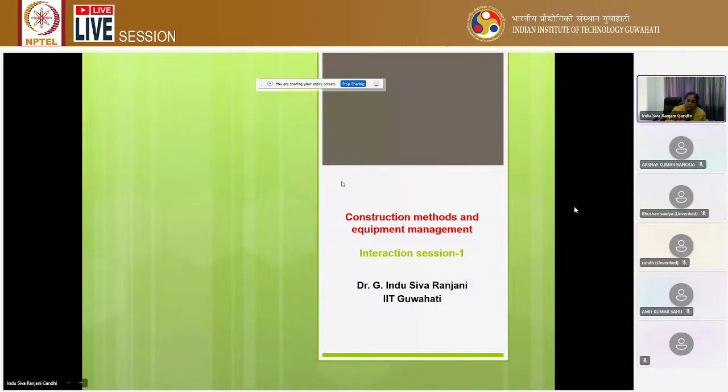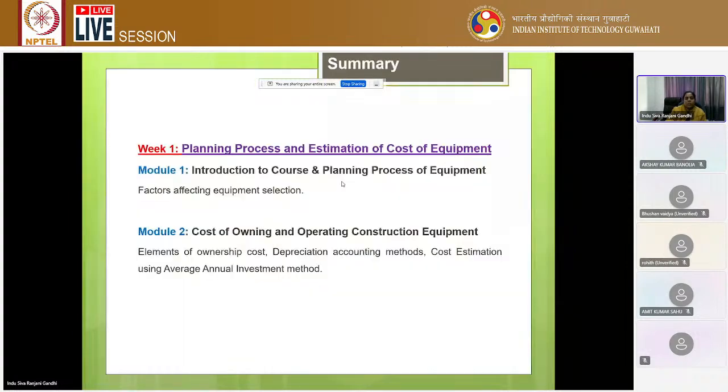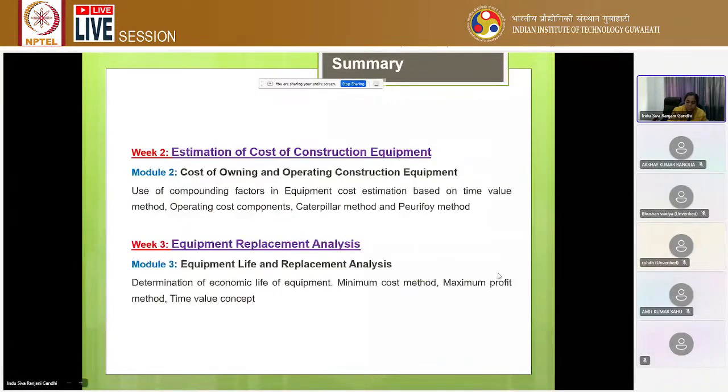Before we move on to the question and answering session, for a few questions which are already posted in the portal, I will give a small recap of what we learned in the past 4 weeks of the NPTEL course. In the first week, we discussed the factors which affect equipment selection. Then we moved on to cost estimation, the different components of the cost, like ownership cost and operating cost, using different approaches like the average annual investment method and the time value method. So we have estimated the cost associated with the equipment.